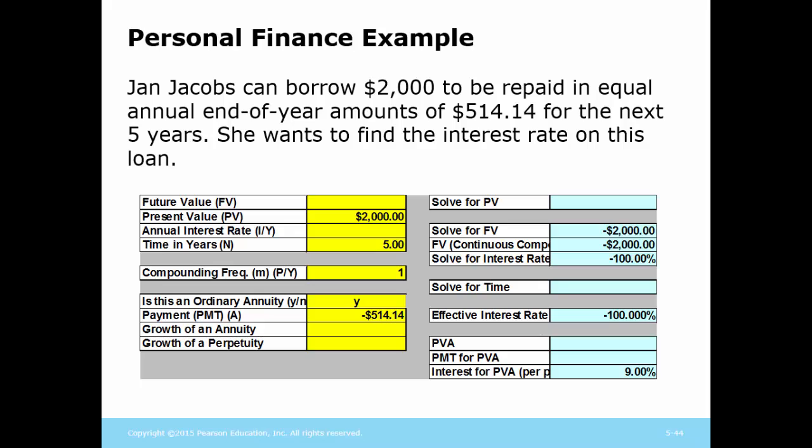We could borrow $2,000, going to repay that in equal end of the year payments of $514.14 for the next 5 years. What's the interest rate on this loan? Well, you're going to receive $2,000, so that's a present value. Now here's an instance where present value is a positive number because you're receiving it today. The payment is negative $514, and the interest on that is 9%. So 9% is the interest rate that you'd find on this particular loan.